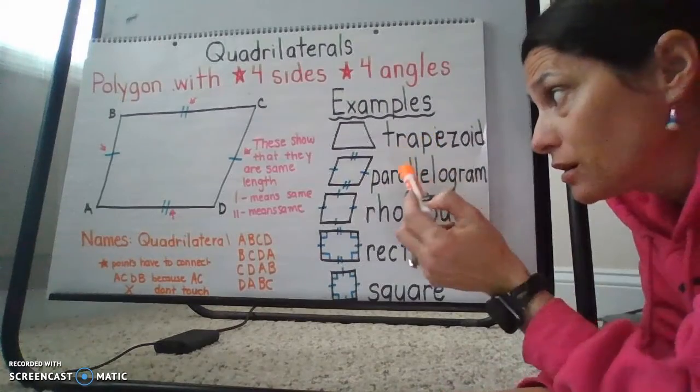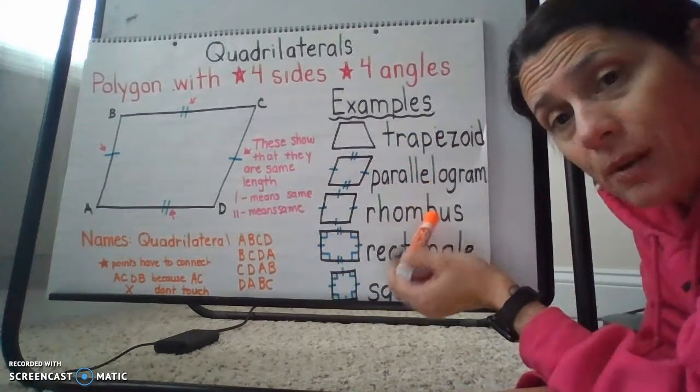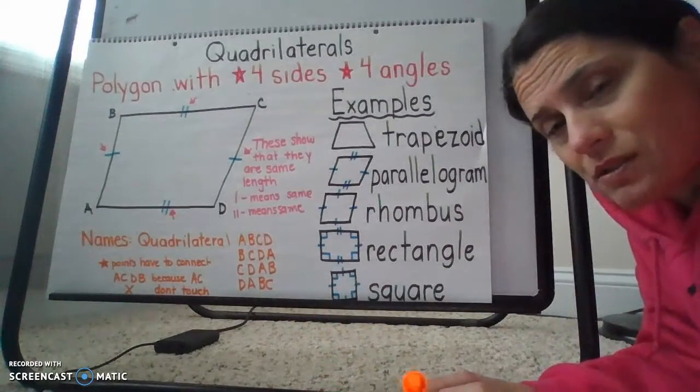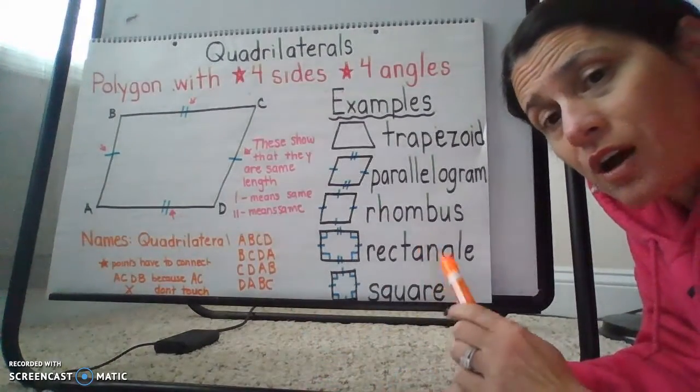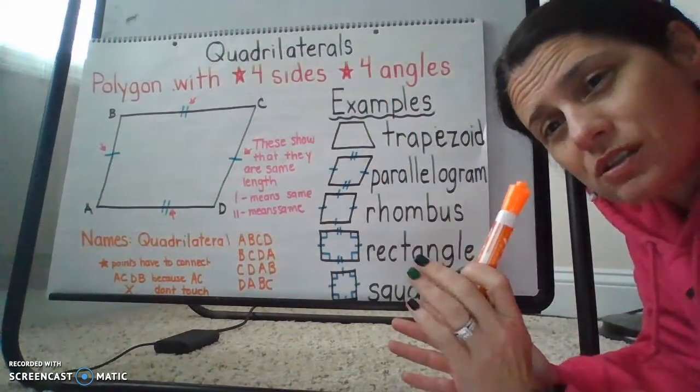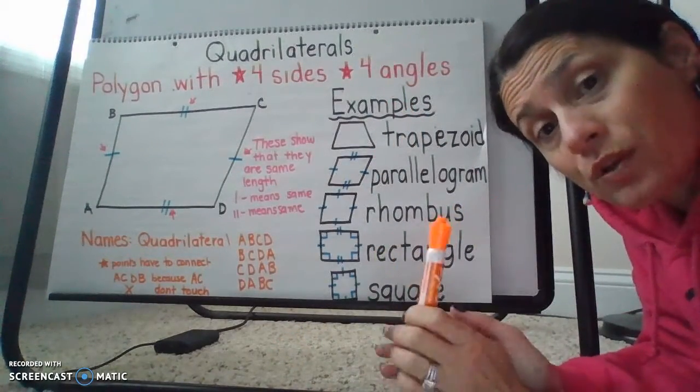We have a trapezoid, we have a parallelogram, we have a rhombus, we have a rectangle, and we have a square. Now these are not the only ones, these are just some examples. But they're not only squares, they're also called quadrilaterals. So we're going to get used to grouping our shapes in more than one way.